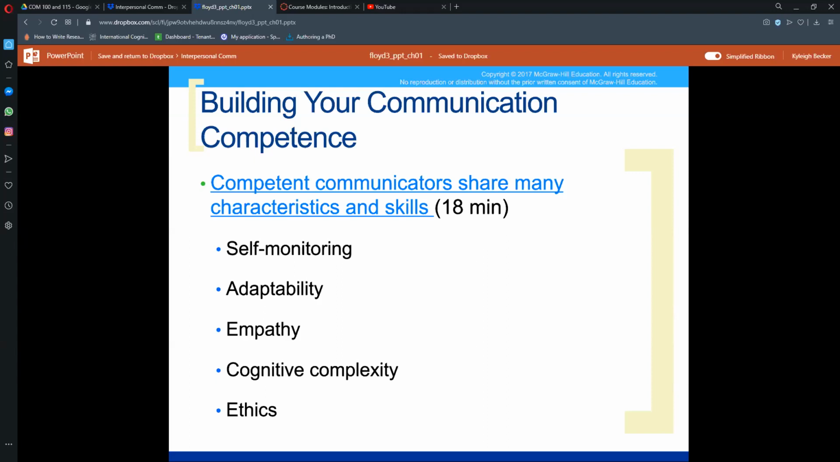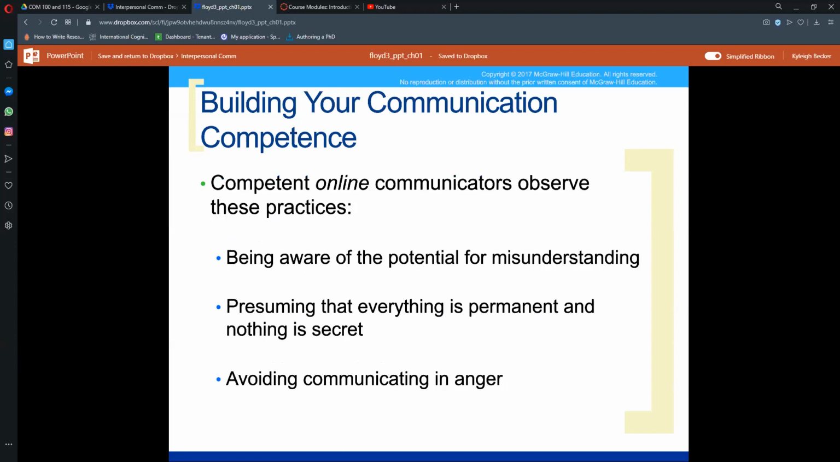They also practice ethics and communicate ethically, which means they are not trying to deceive people or cheat people out of money, or do something that would promote harm or anything bad for others or their communication partners.